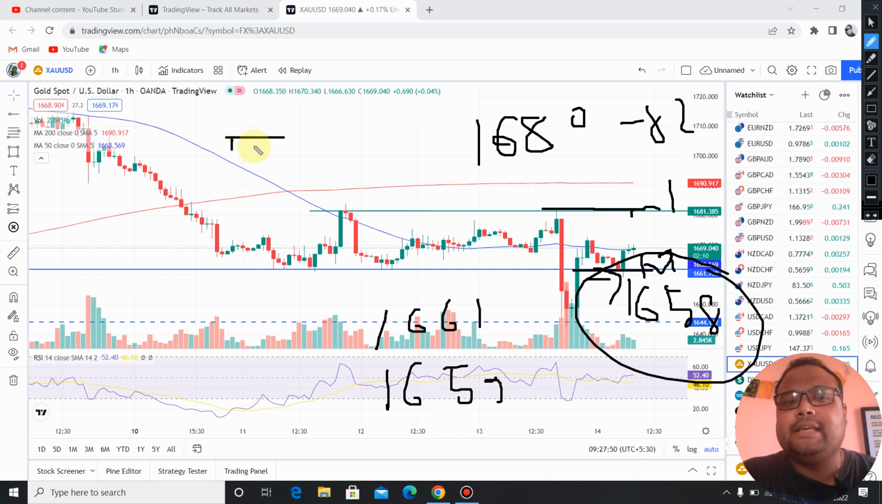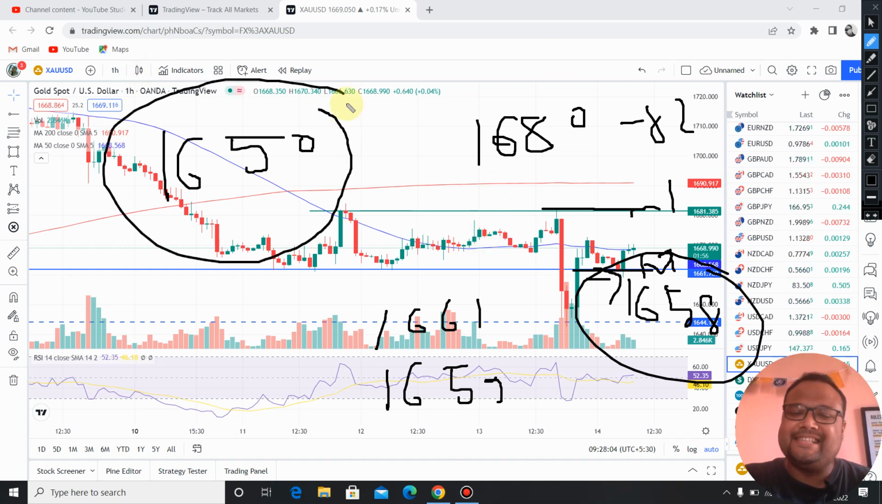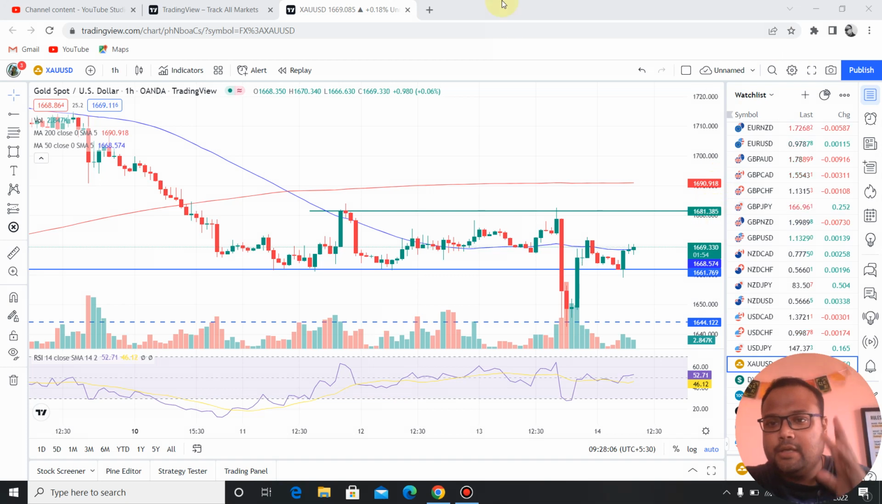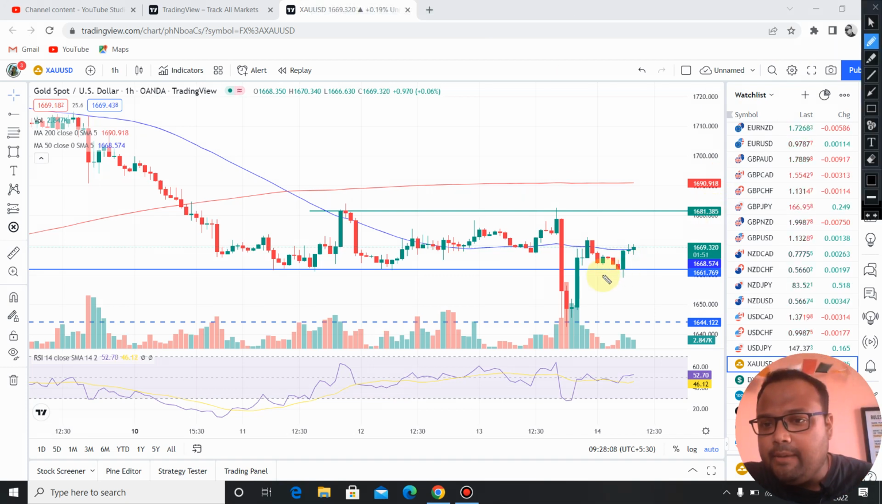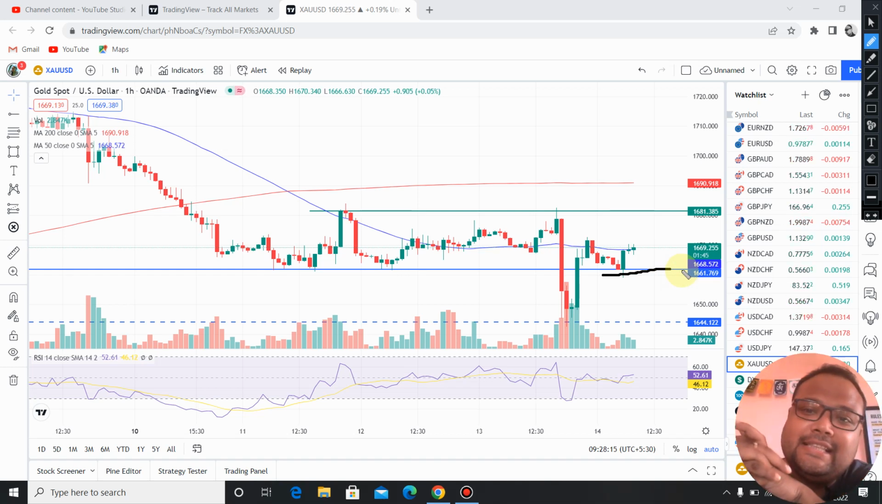Your target will be 1650. Yes, today the target is less because we have got nothing. So if the selling pressure continues below 1659, you can take a sell. Your target will be around 1650 easily. So your observation will be very important at this level. The level of 1659, 1660 will be very important for the day. If the volatility remains low, you can expect the market to bounce. If it breaks it, go for a sell.